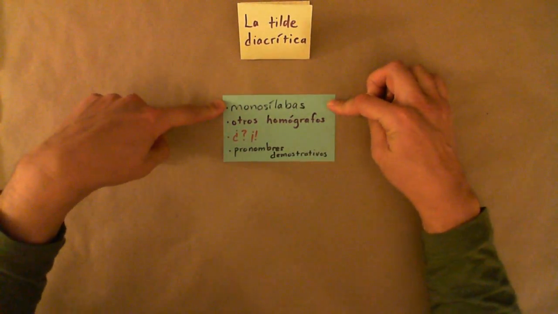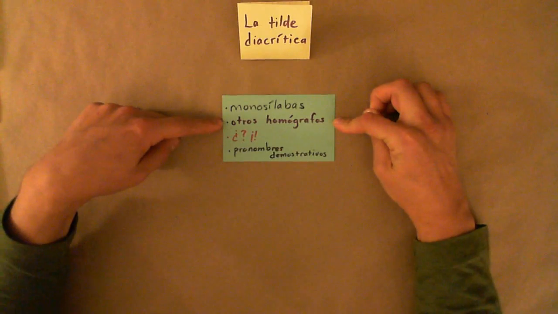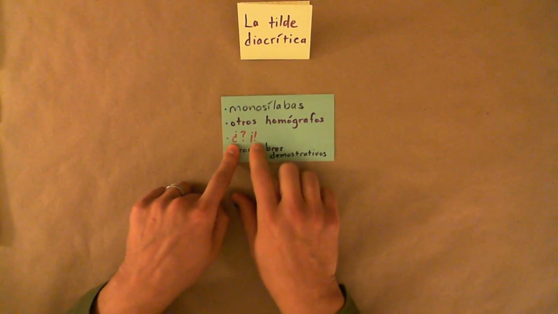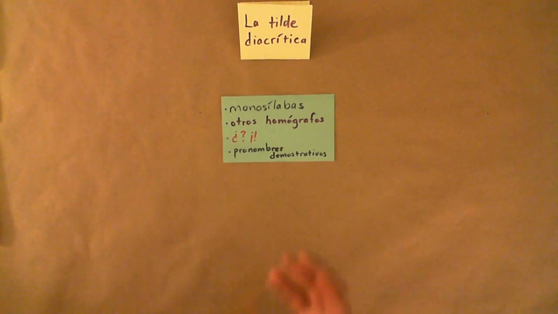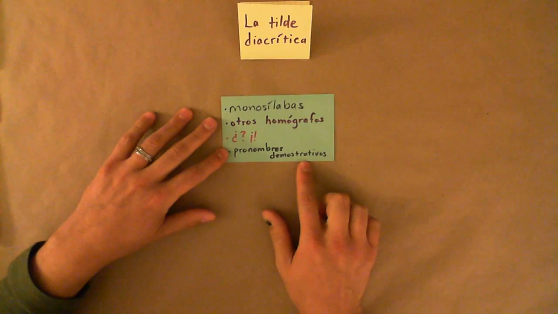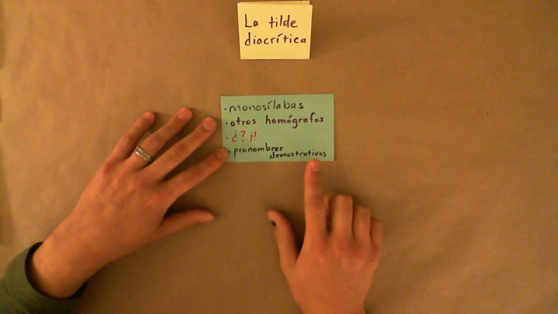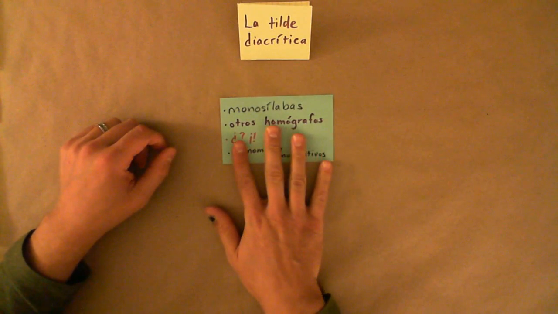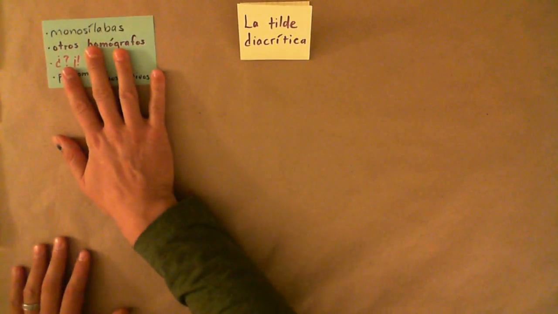Palabras monosílabas, or monosyllabic words. Otros homógrafos, special homographs. Palabras de pregunta y exclamación. These are special words that we use for exclamations and questions. And then pronombres demonstrativos, which is simply demonstrative pronouns. I'll explain what all those are in turn.